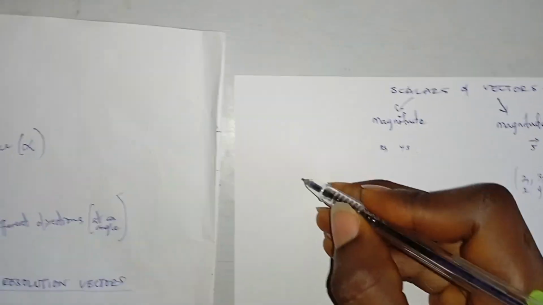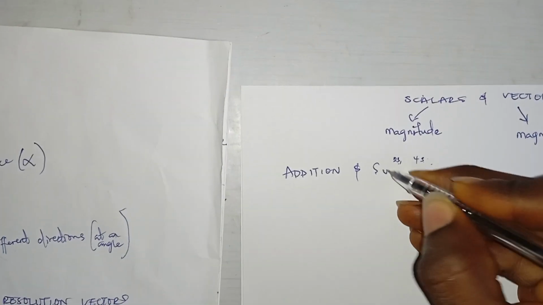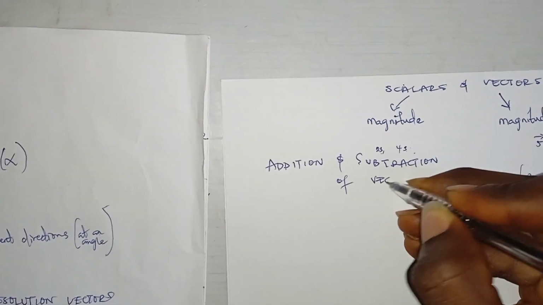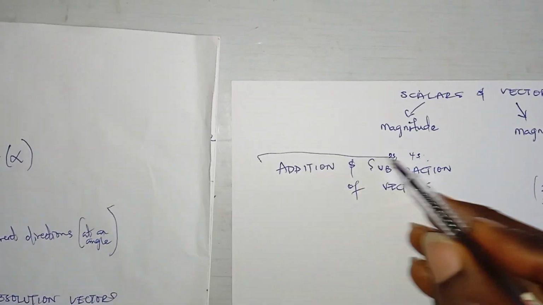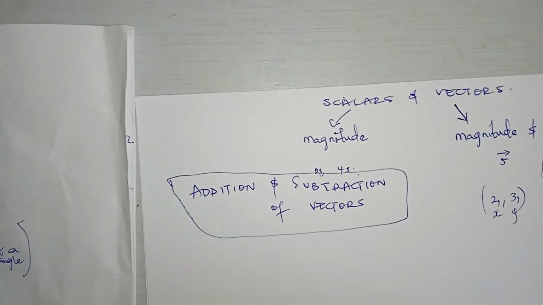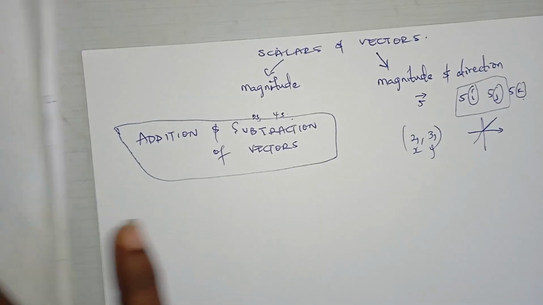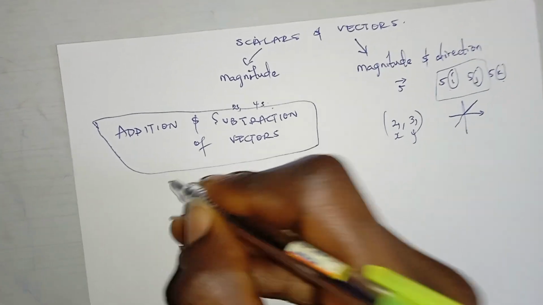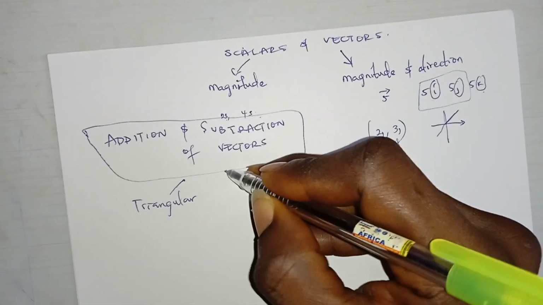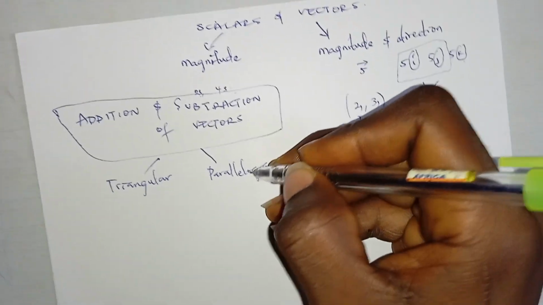Now the next thing is what we call addition and subtraction of vectors. When you think of addition and subtraction of vectors, we have 2 methods. We have what we call the triangular method of addition, and we have what we call the parallelogram law of vector addition.